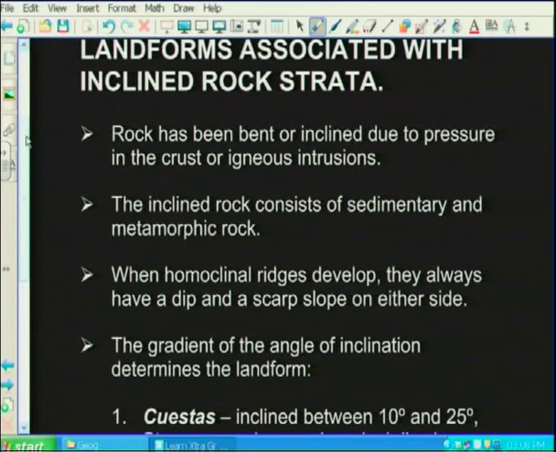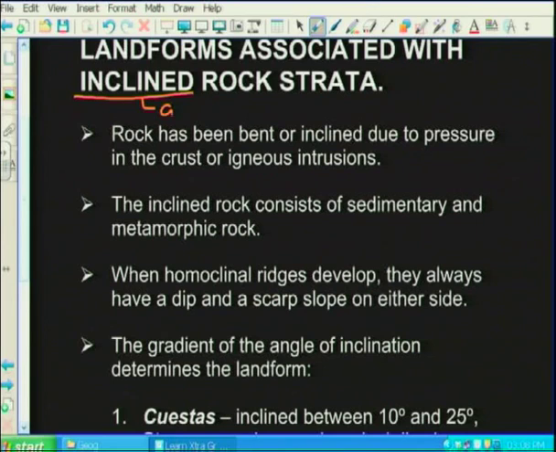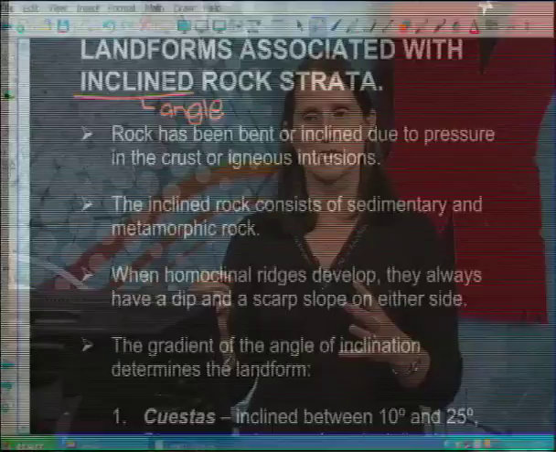Alright, moving on, we're going to look at landforms that are associated with inclined rock strata. That specific word, inclined, gives you an idea of what kind of rock strata we're looking at. The word inclined actually means rocks that are lying at an angle. So some force has been at play that has caused the rocks to shift and to create this angle.